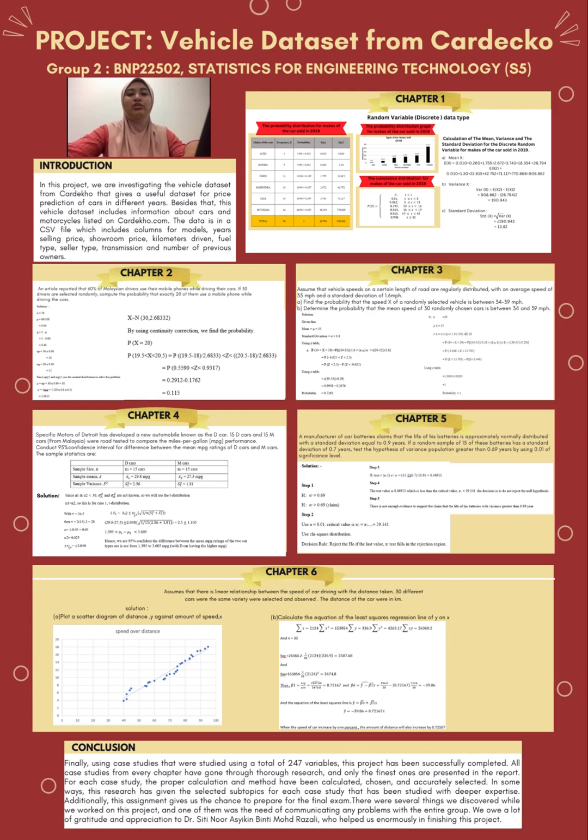Assalamualaikum and hi, my name is Nurul Syuhada binti Zaita, and now I'm going to present the case study of chapter 2. For the chapter 2 case study, we choose the binomial distribution topic to solve our question. So the question is: an article reported that 60% of Malaysian drivers use their mobile phones while driving their cars. If 30 drivers are selected randomly, compute the probability that exactly 20 of them use a mobile phone while driving their cars. So the solution is, we know that n is equal to 30, p equals 0.60, q is equal to 0.40.